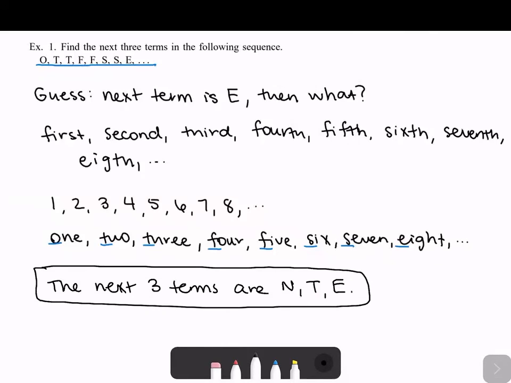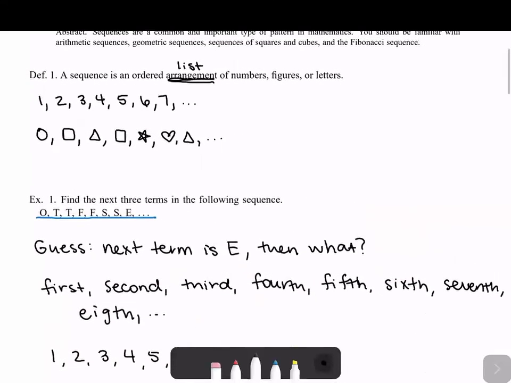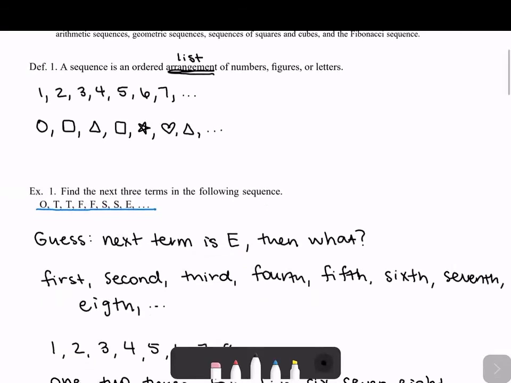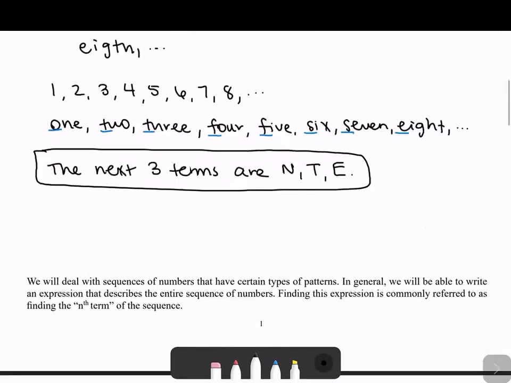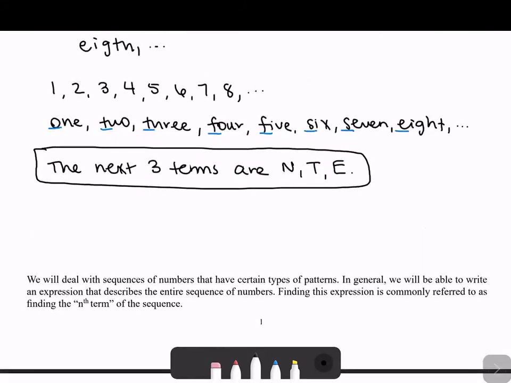A really important part of this definition of sequence is the ordering of the terms. It's an ordered list. It's not just a list. It has an order, and everything in the sequence has a corresponding position. As we keep going, we're mostly going to deal with sequences of numbers, as I'm sure you can expect from a math class. We're going to deal with sequences of numbers that have certain patterns. In general, we're going to be able to write this pattern as an algebraic expression where our variable is n, corresponding to the nth term of the sequence, that term in the nth position.